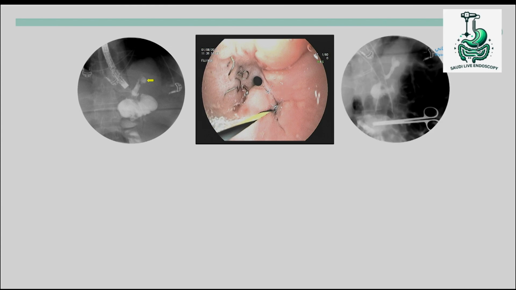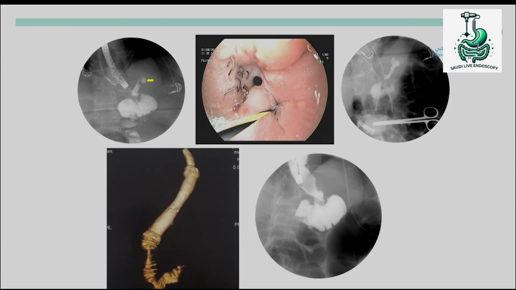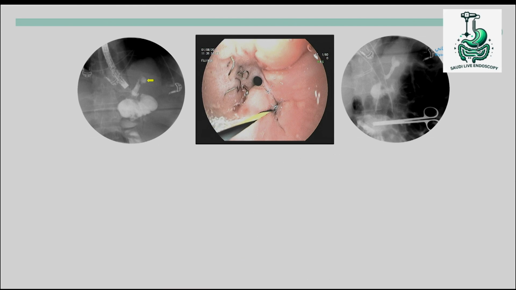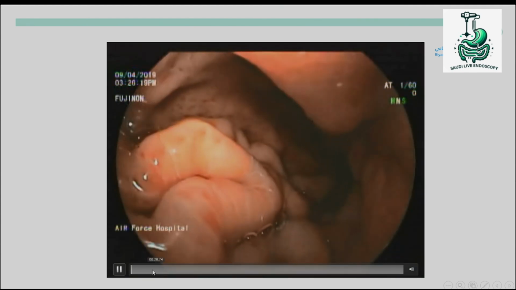In this case, we put a stent. And we left the stent for several weeks, and eventually, it did heal the stricture, and at the same time, it healed the fistula. So you really have to individualize this approach. This is an example of a patient who actually had an esophagogastrostomy, who had a major leak.